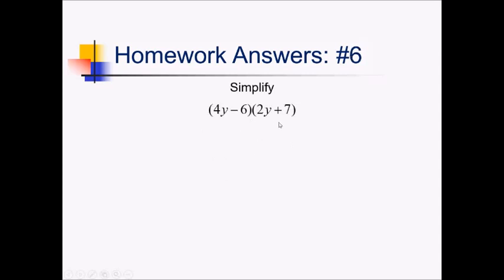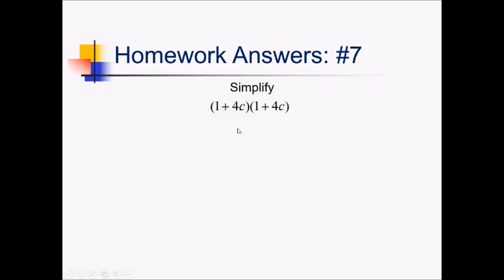To simplify this expression, we're going to multiply these parentheses together by distributing or FOILing. So we've got the first terms, 4y and 2y. That's going to be 8y squared. And now I have to also distribute that 4y to the 7 over here. So that's 28y that we're adding. Now I distribute negative 6 to the second parentheses. So negative 6 times 2y gives me negative 12y. And negative 6 times 7, that's going to be negative 42. The 28y minus 12y gives us a 16y in the middle. And everything else is still going to be the same.